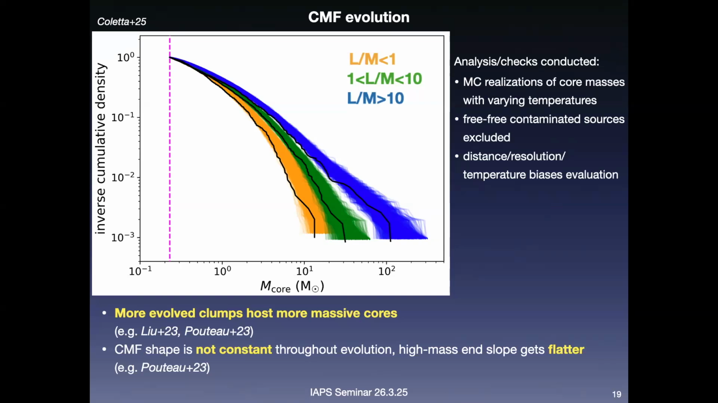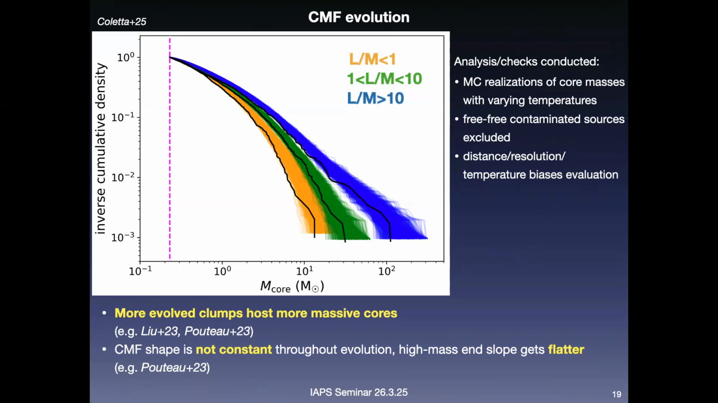Moreover, we also analyzed the possible impact of other biases that intervene in the calculation of masses, for example, the distance, the resolution, and other biases coming from the temperature choice. In terms of distance, as you can see, I basically cut here the distribution above the mass completeness value, which is the purple vertical line.